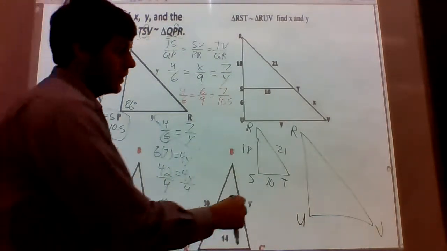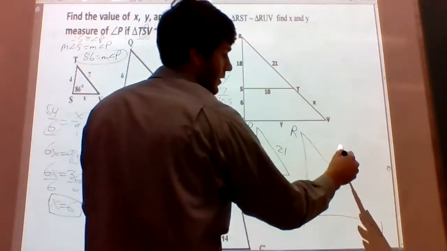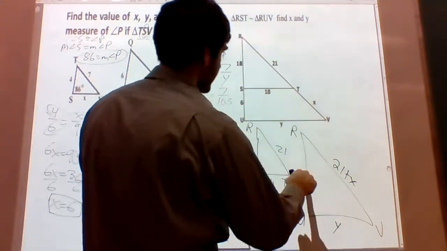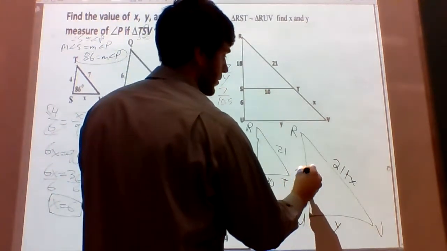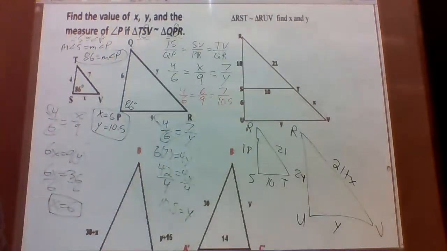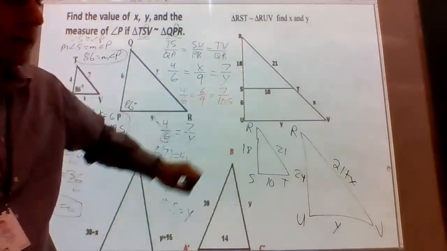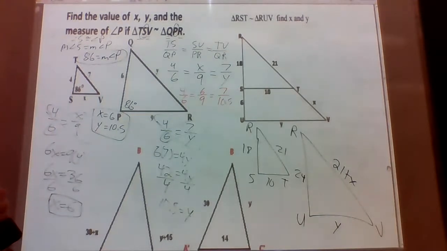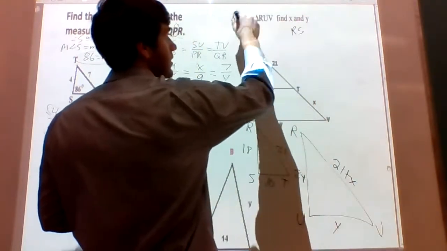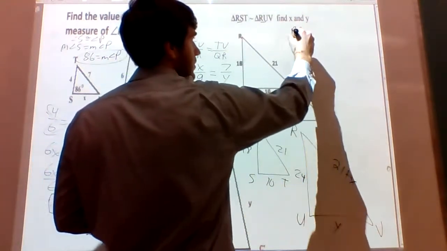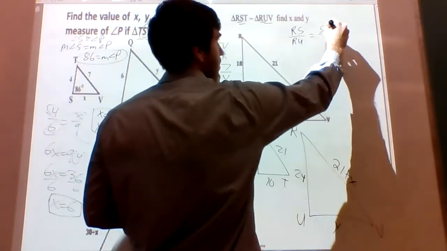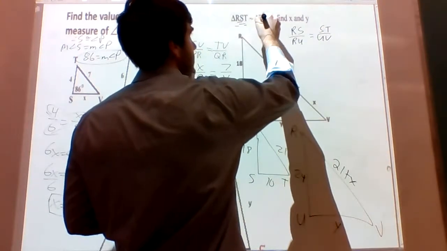Okay. RV is going to be 21 plus X. This is Y. And this side is 18 plus 6, which is 24. Okay, you got to add the two pieces together. Don't just put 6. It's 18 plus 6. It's the whole side, RU. Okay, and then from there, we got to set up our proportions. So we know RS is going to correspond with RU. ST is going to correspond with UV. And RT is going to correspond with RV.